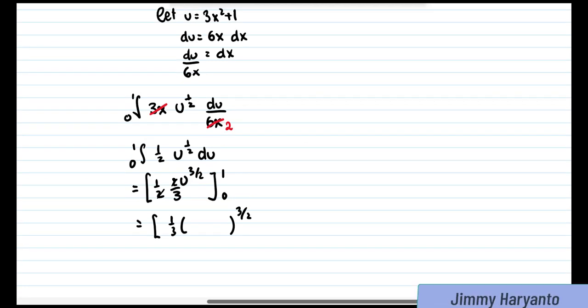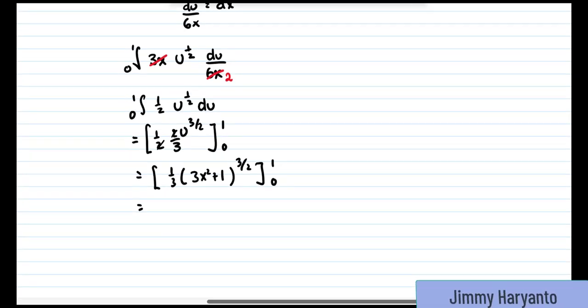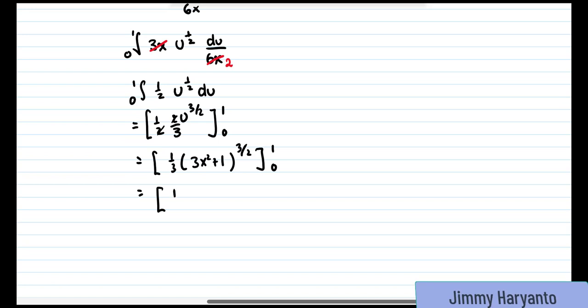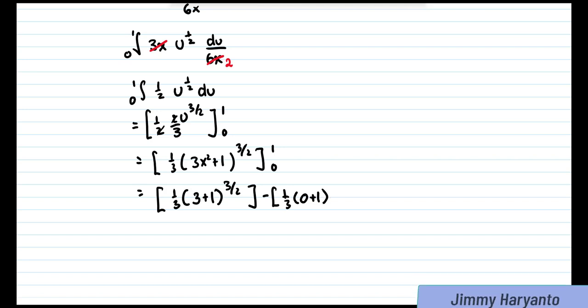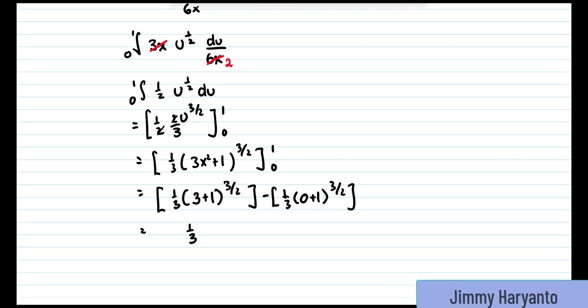Substitute u back as 3x squared plus 1, with limits 1 and 0. The next step is to substitute the 1 and 0. First, substitute the 1: 3 plus 1 to the power of 3 over 2, and then substitute the 0: 1 over 3 times 0 plus 1 to the power of 3 over 2. Okay, so we will have 4 to the power of 3 over 2, which is 8, minus 1 over 3 times 1. So 8 minus 1, that is 7 over 3 over 2. Good.